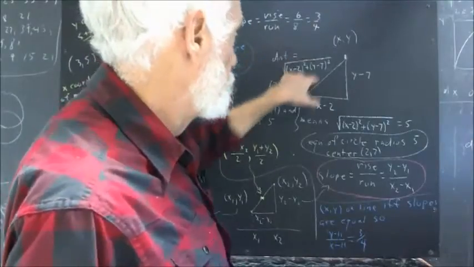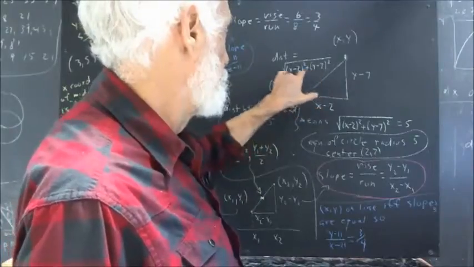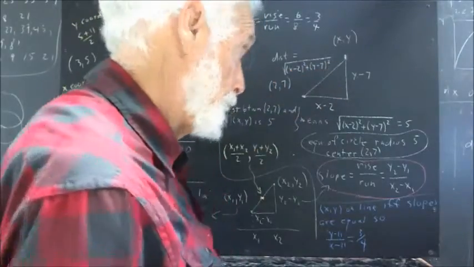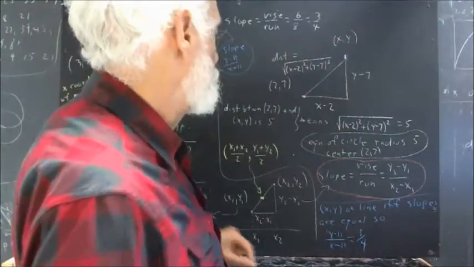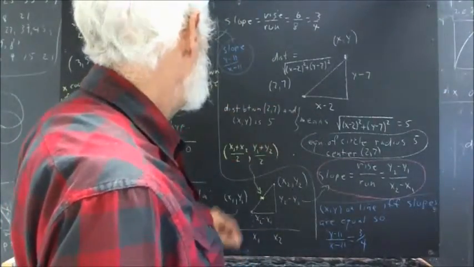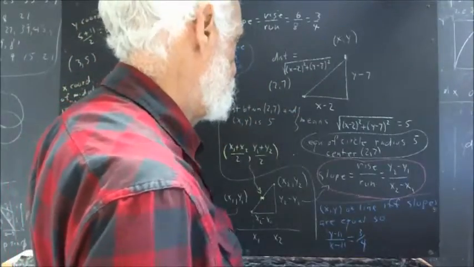giving us a hypotenuse that's equal in length to the square root of the sum of the squares of this and this. So it's the square root of the quantity x minus 2 squared plus the quantity y minus 7 squared. Very straightforward.